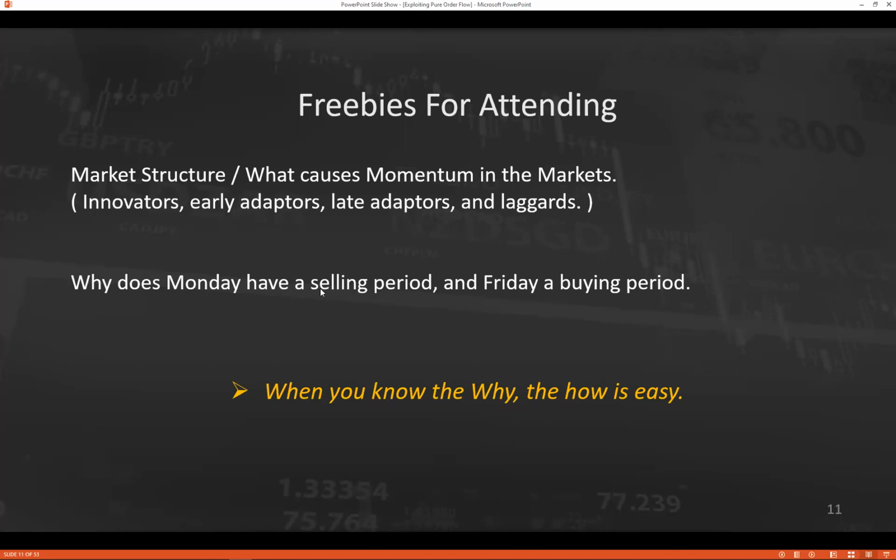Because if Citibank's got a $500 billion wealth management fund, they can't bail out when the market starts going. It's just impossible to do. It's too big. And so on Mondays, institutions will come in and start to build a hedge against falling prices.